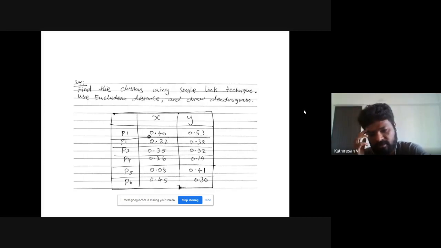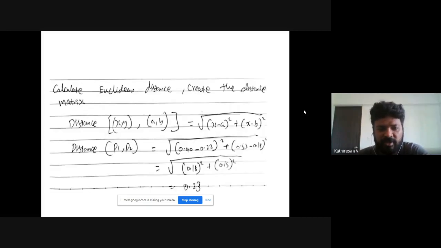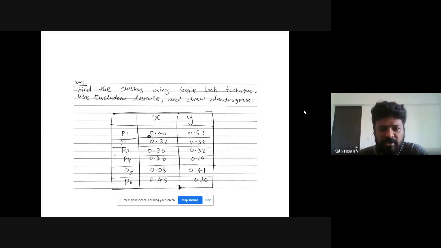Okay. So P1's X value is 0.40 and P1's Y value is 0.53. P2's X value is 0.22. P2's Y value is 0.38. Likewise, each and every point is represented. Okay. So these are the data points which we are having. First, we are using the single linkage technique and we are using Euclidean distance.